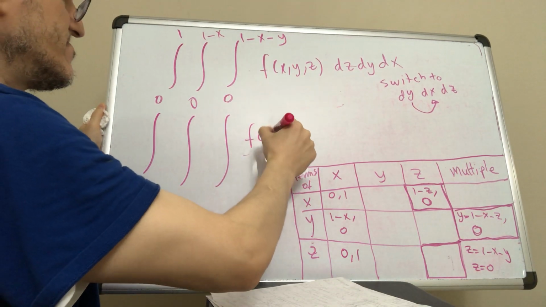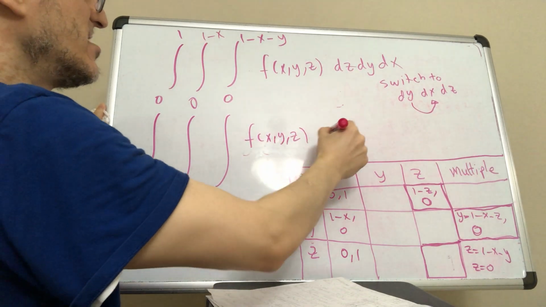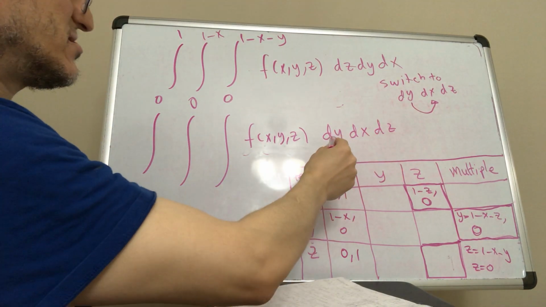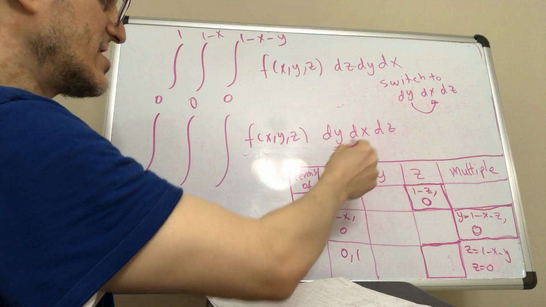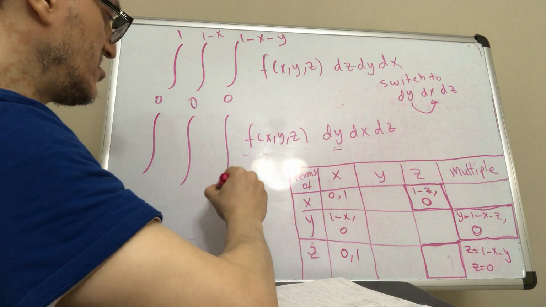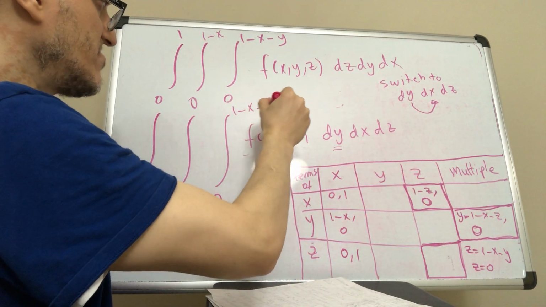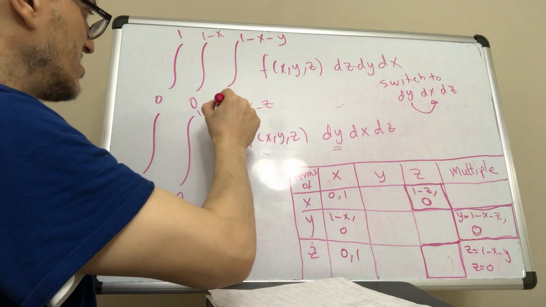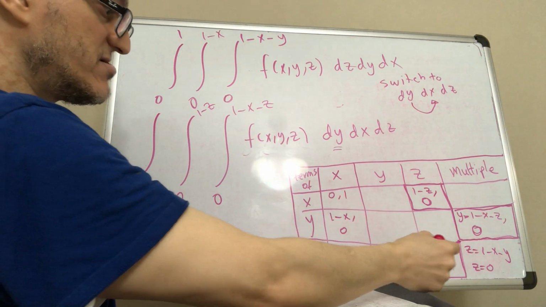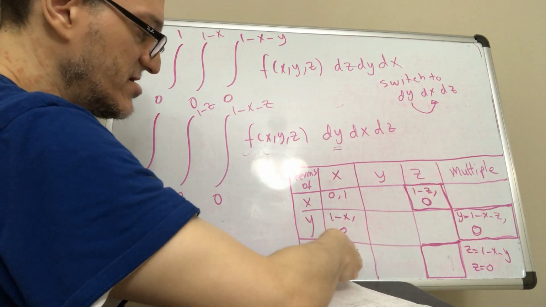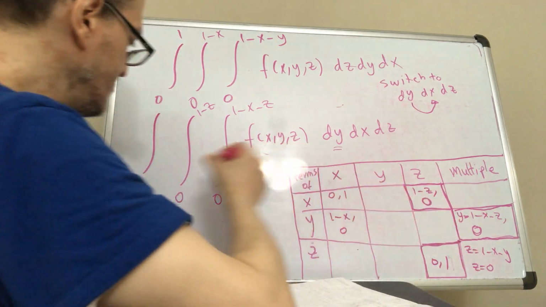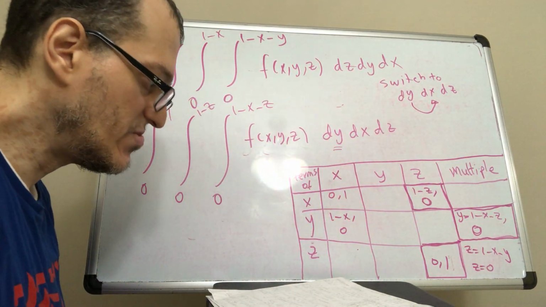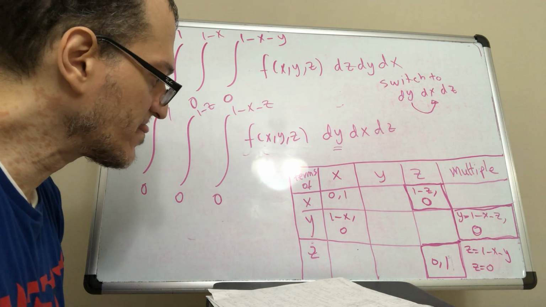The function of x, y, and z. We need the order dy, dx, dz. Starting from y in terms of multiples, 0 to 1 minus x minus z. x in terms of z, 0 to 1 minus z. z numbers, I should have put them here, 0 and 1. This is how you make the switch for multiple integrals.